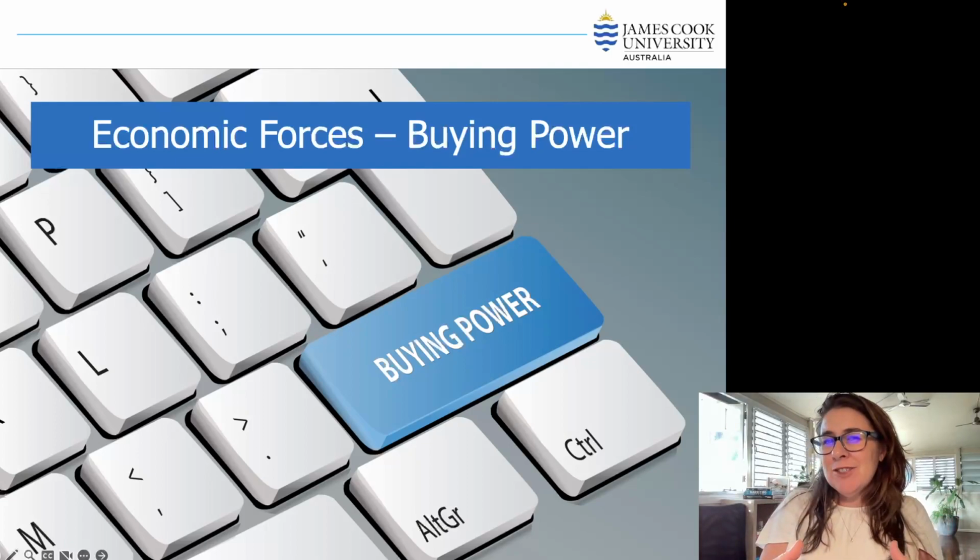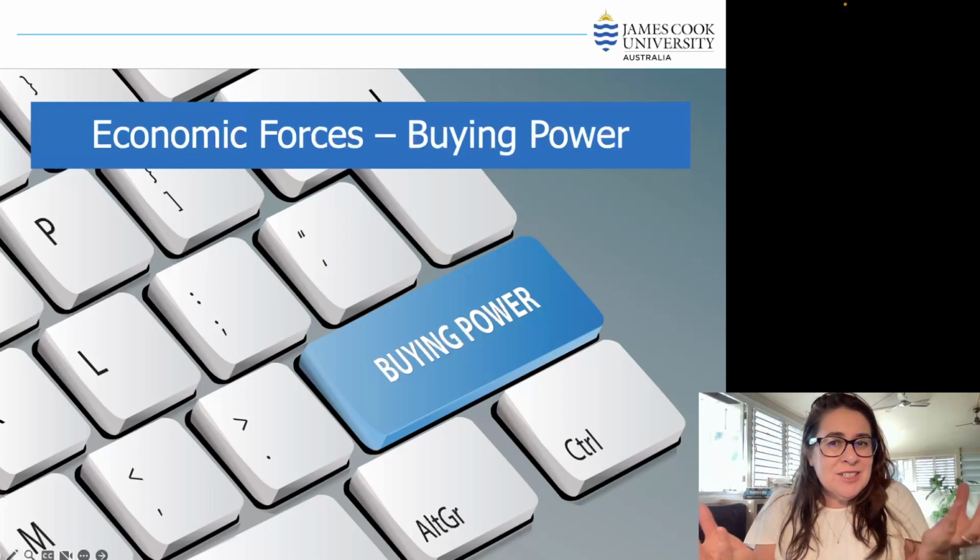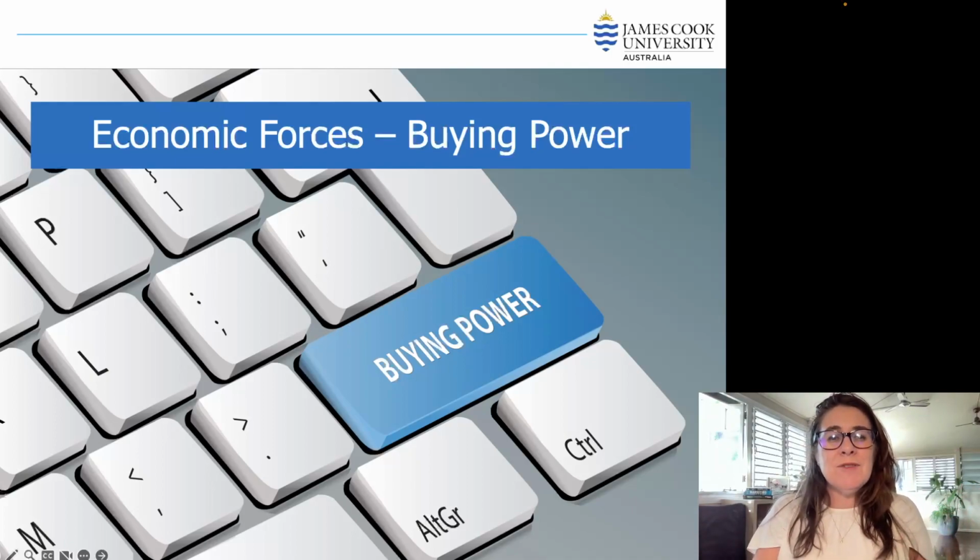So what have we got left over? Do we have money left over to go and buy that coffee? So what does that look like for us and our buying power? Do we trade up, or do we need to just go for generic products?